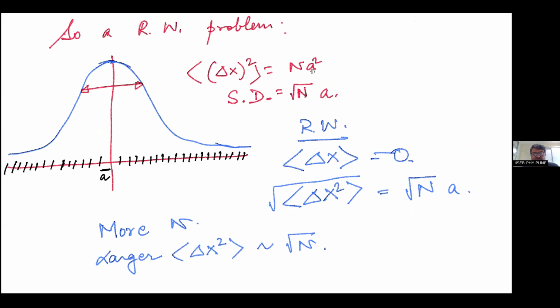So just for a random walk problem, I'm just summarizing. The variance is n a square, standard deviation is square root n a. The average displacement is 0 because half of the days he is going to end up on the left and half of the days on the right. Note, this might be the peak. That has the highest probability. But most of the days he is not going to end up here.